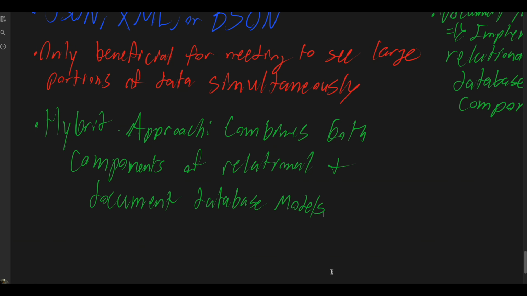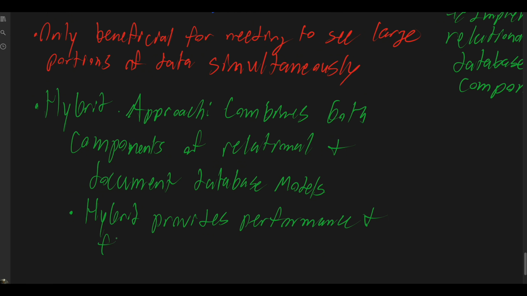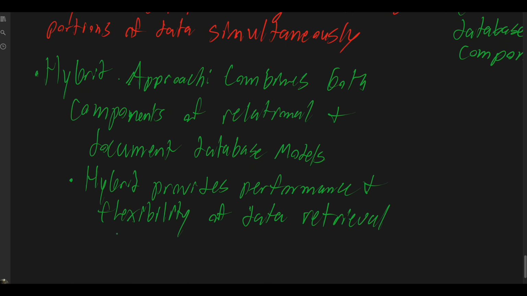Hybrid approaches provide flexibility and performance optimization for a wide array of applications, ensuring that the storage model can be tailored to the specific needs of the data and how it's accessed. So, hybrid provides performance and flexibility of data retrieval and processes.